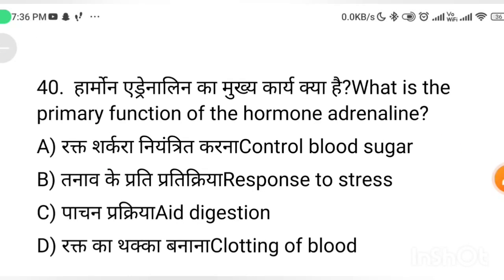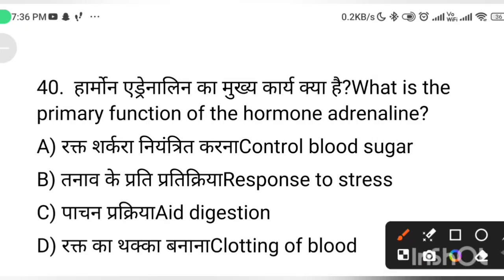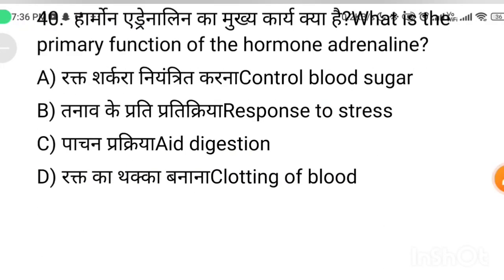Next question. What is the primary function of hormone adrenaline? Option A, control blood sugar. Option B, response to stress. Option C, digestion. Option D, clotting of blood. Correct answer is option B, response to stress.